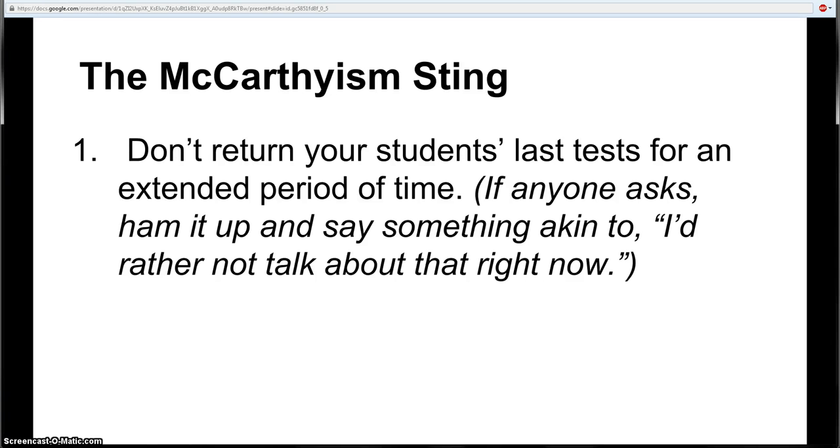First, don't return your students' last tests for an extended period of time. And if someone asks you, ham it up and say something akin to, "I'd rather not talk about that right now," and appear angry.